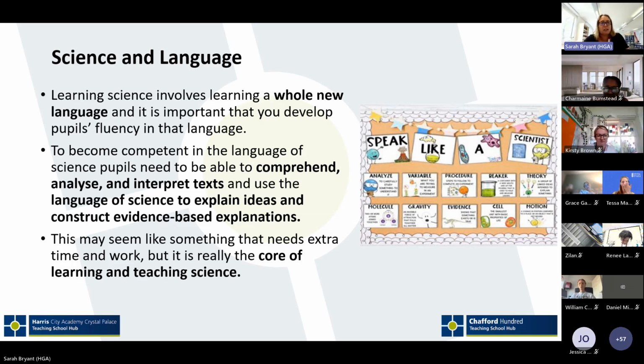So thinking about those conclusions that we get the children to write, which helps them to explain what they've understood. This may seem like something that needs extra time and work, but actually it's just the core of science. It's what we do every single time we teach science.